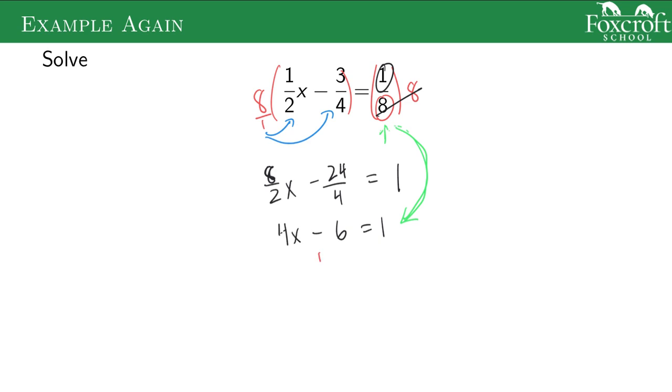I can add 6 to both sides. And I can divide by 4 to get that x all isolated. X equals 7/4. All right, so using the fact that I can get rid of fractions makes the solving process simpler, but it makes that first step of simplifying your equation more steps. But it might make it simpler in terms of solving because you don't have to work with fractions anymore.